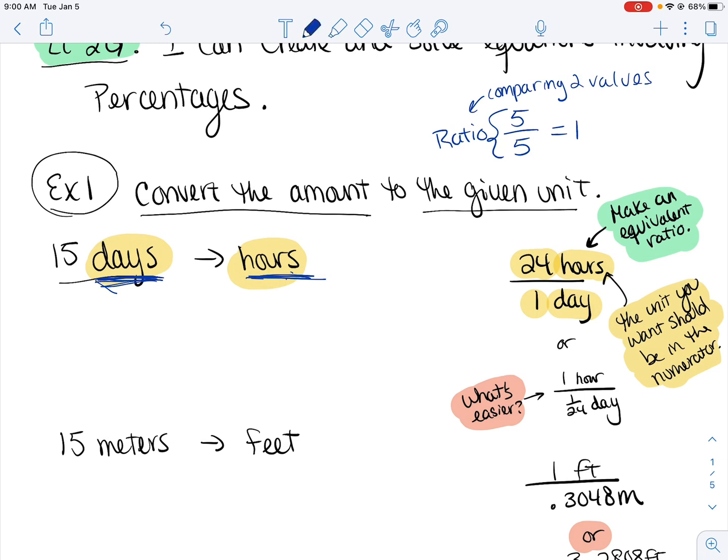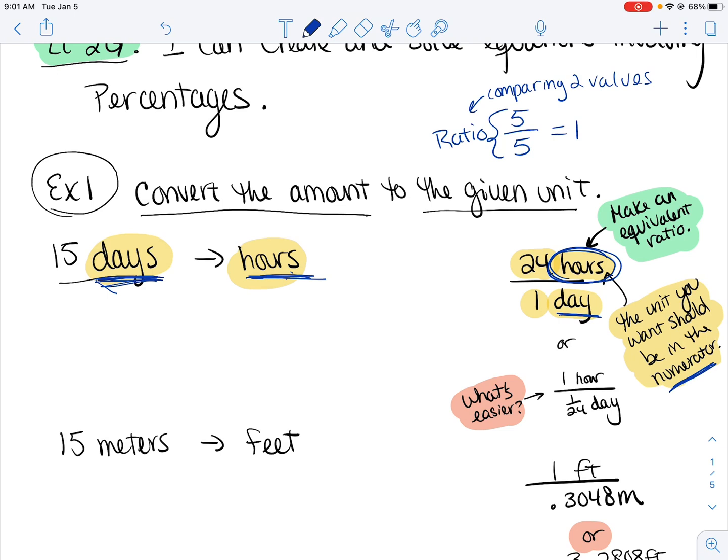okay? So one of the important things is that the unit we're looking for, if it's just a basic conversion, the unit that we're looking for should be in your numerator, okay? So if I want to convert to hours, I want the amount of hours to be in the numerator. And then that means the thing that I want to get rid of is going to be in the denominator, okay? So let's watch how this works, and then I want to show you maybe an alternative route.